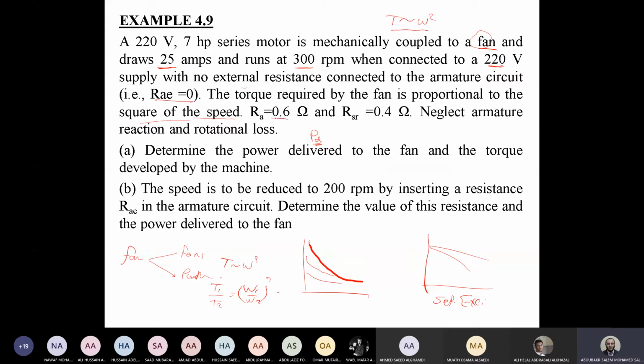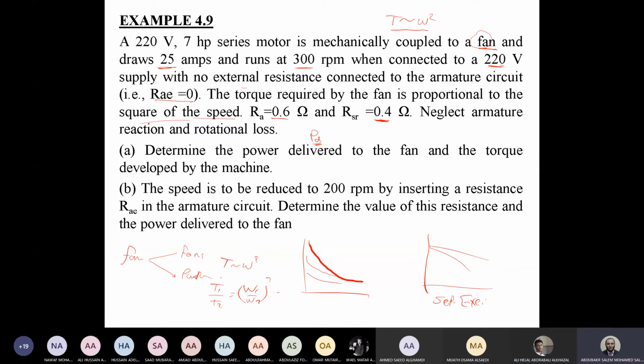RA equals 0.6, this is the armature resistance. R series, this is the field winding resistance, equals 0.4 ohm. And neglect armature reaction and rotational loss. But before continuing, guys, can you see here the value of the field resistance? Field resistance equals 0.4 ohm. Do you remember the field resistance value for the shunt and separately excited problems in previous classes? They were around 50 or something. Yes, exactly. It was 50 ohms.